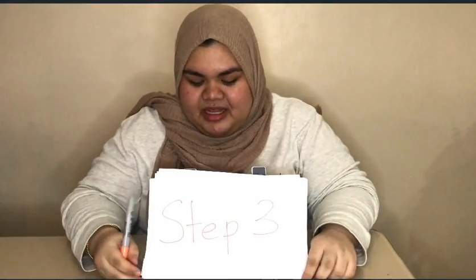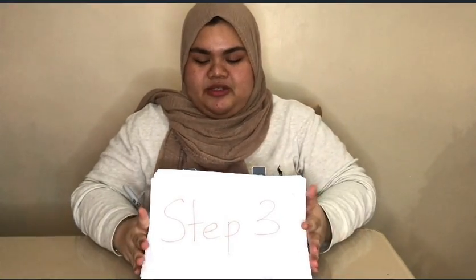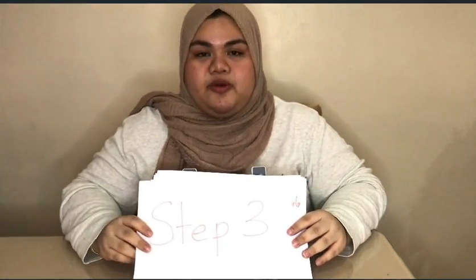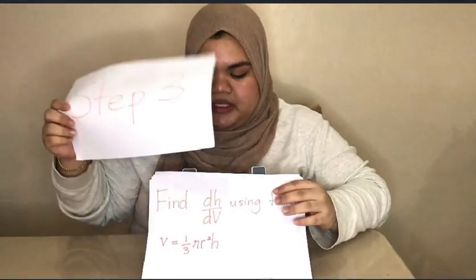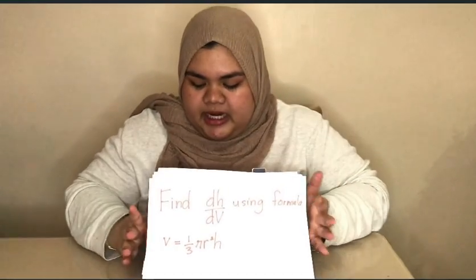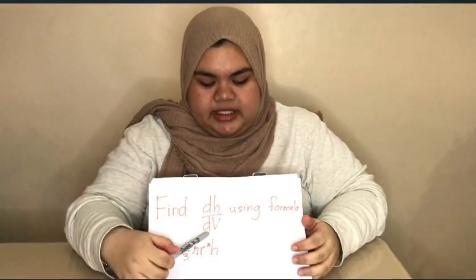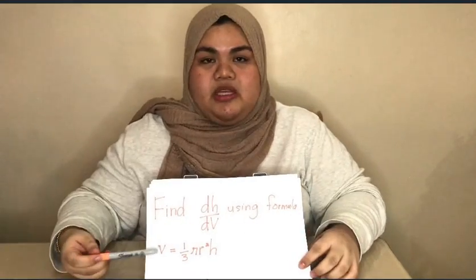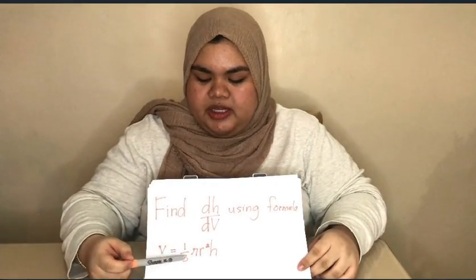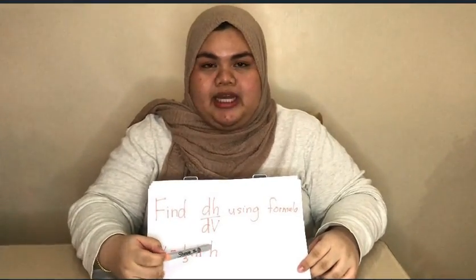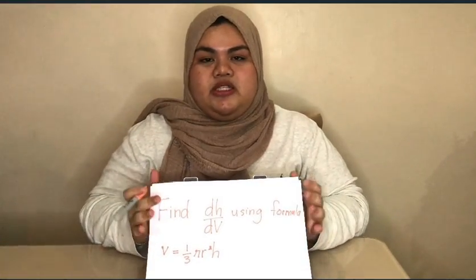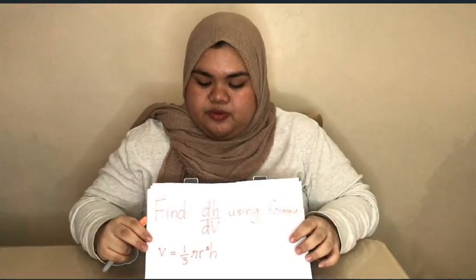So we are at step 3. Today in step 3, I'm going to explain how to find dh over dt using the volume formula 1/3 pi r squared h, using the formula that was given in step 1 and step 2.